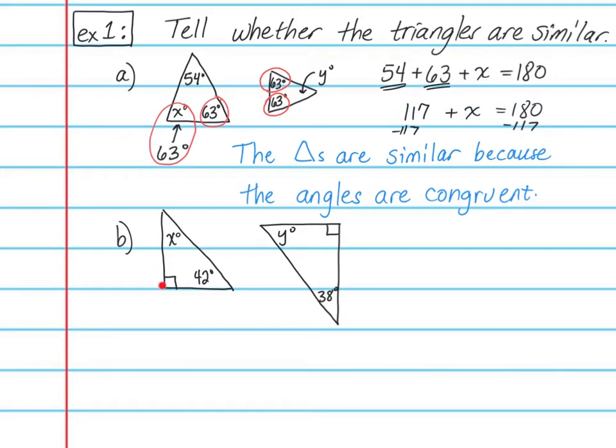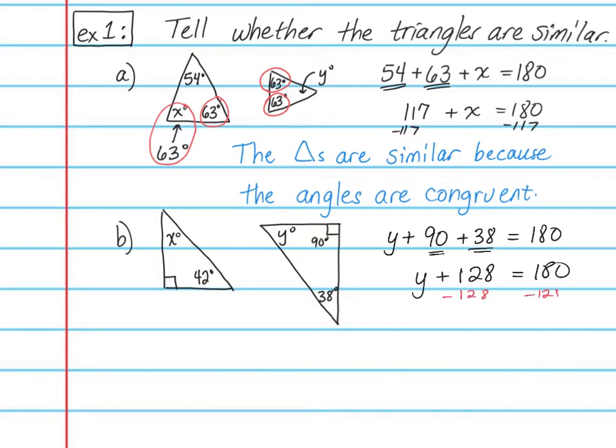For example B, we have two triangles again, and we need to find out if they are similar. Last time we solved for x. This time, let's solve for y. I'm going to set up my equation: y plus 90, remember this is 90 here, plus 38 is equal to 180. Once again, we need to combine like terms. So 90 and 38 is 128. So y plus 128 equals 180. To finish solving, I'm going to subtract 128 from both sides, and I get my final answer of y equals 52. So this equals 52 degrees here.